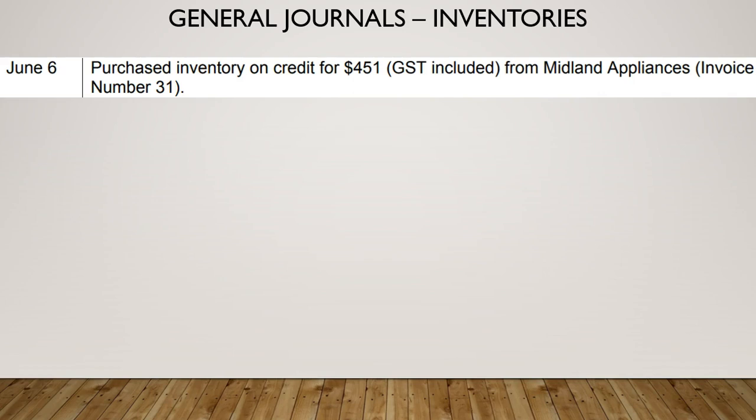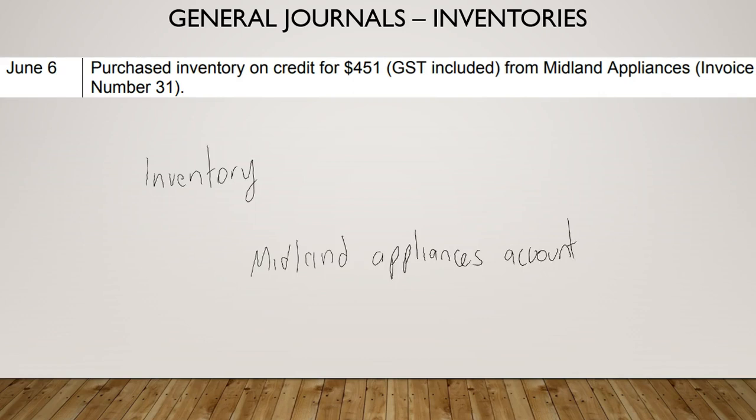So we purchased inventory on credit for $451. So straight away I start thinking about which accounts are impacted by this. Inventory is an asset going up, so it's going to be a debit. Credit, so cash at bank, if I paid with cash at bank, would be a credit. It's not. So we're going to have to make an account for Midland Appliances. Don't put receivable or payable. If you get it wrong, you're just giving them a chance to hurt you. So we owe Midland Appliances that much money.